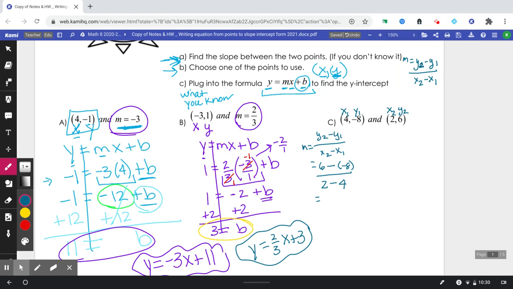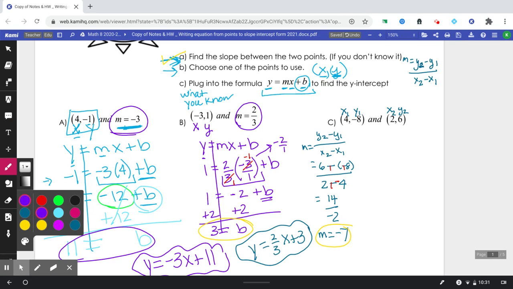Okay, let's do the math. Sorry, 6 minus negative 8. Keep, change, change. So I get 6 plus 8, which is 14. On the bottom, 2 minus 4. Keep, change, change. So think 2 plus negative 4. That will give me negative 2. So 14 divided by negative 2, that means that my m is negative 7. Okay? So step A, check. We found the slope.